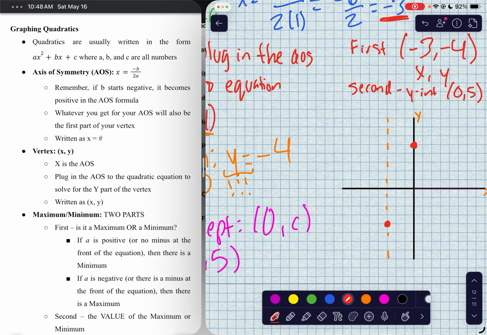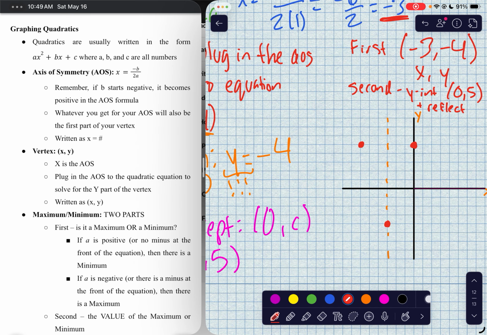Now, we're going to reflect that point, right? So we see that the y-intercept is 1, 2, 3 boxes away from our axis of symmetry. So it's going to be 1, 2, 3 boxes away on the other side too. So now we have 3 points, but we need 5.